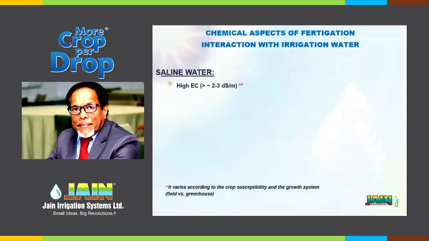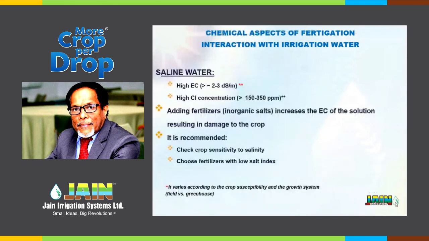Now let us take another type of water, saline water. There are places where water is saline. Please understand, alkalinity is high pH, while salinity is high sodium or chloride concentration. So they are actually different, because you can have alkalino-saline water also. That's a different issue. Adding fertilizers, inorganic salts, increases the EC.